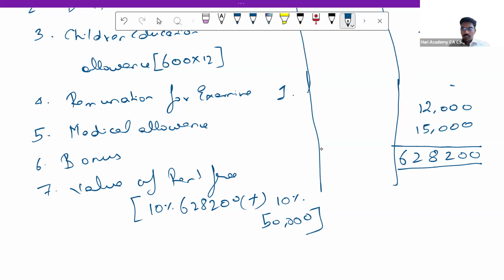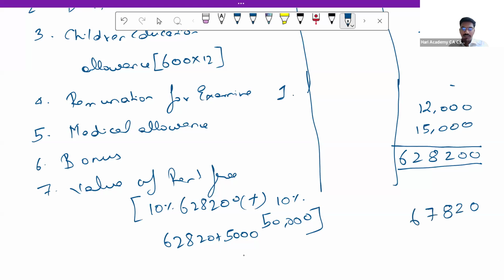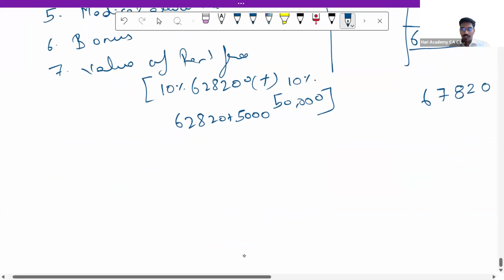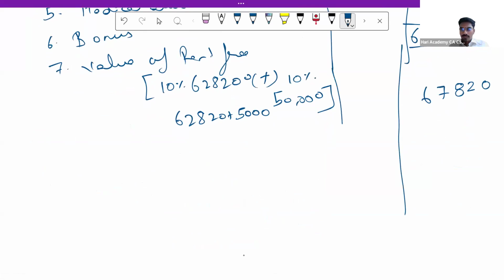So this is 10% plus 10% of 50,000. So it is going to be 62,820 plus 5,000. There is no rent which is recovered from the employee, so it is not a problem. So 2,876 is the value of rent-free accommodation. Next is point number 8.